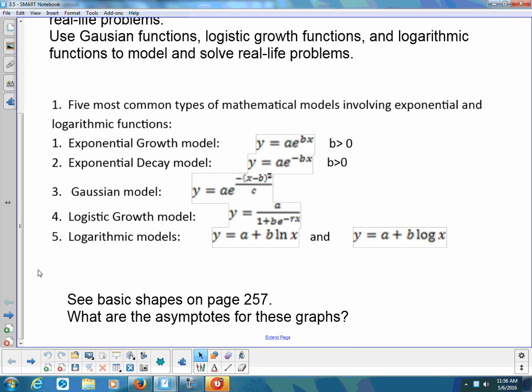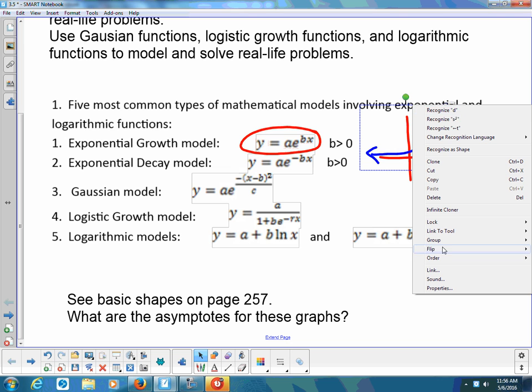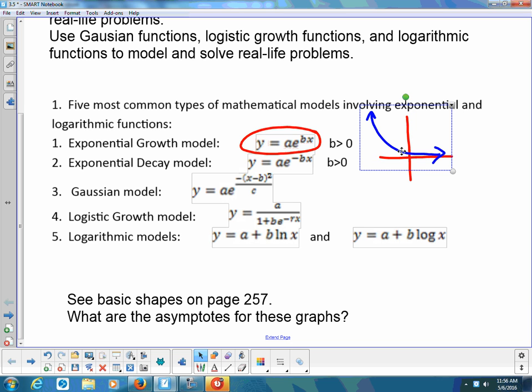They look like this. This first one is an exponential growth model. It looks like this: y equals a times e raised to the bx. You know what exponential growth functions look like. They start out like this, and then they grow very rapidly. The exponential decay model is going to look the same way, except it's going to go the other direction. And then we have this Gaussian model.